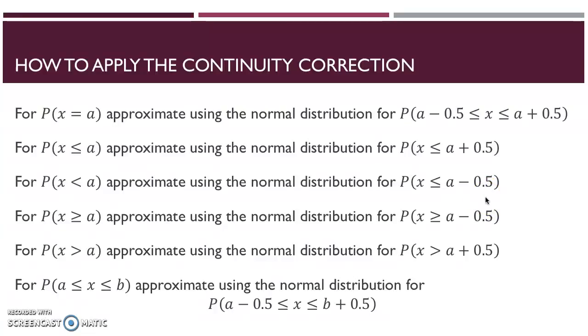If it helps you, drawing a picture might be a good idea so you can decide which way you would have to move your line to include the whole bar. So again, this is just all of the different cases. You can use this as a reference.